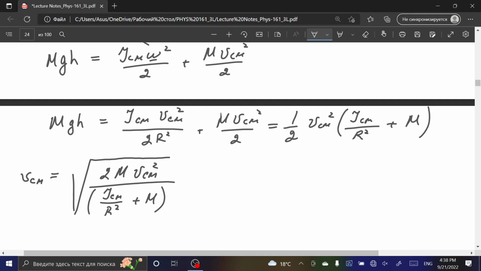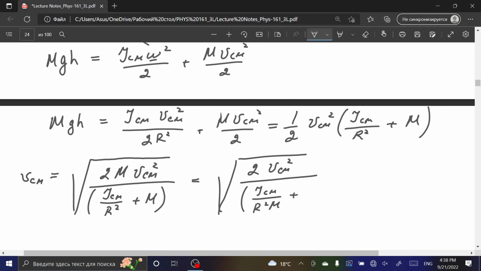So we can actually simplify it. We can take out from this parenthesis in the denominator m. So that will be the square root of 2 times v center of mass square divided by I center of mass over r square m plus 1. So this will be the expression for the velocity of center of mass.